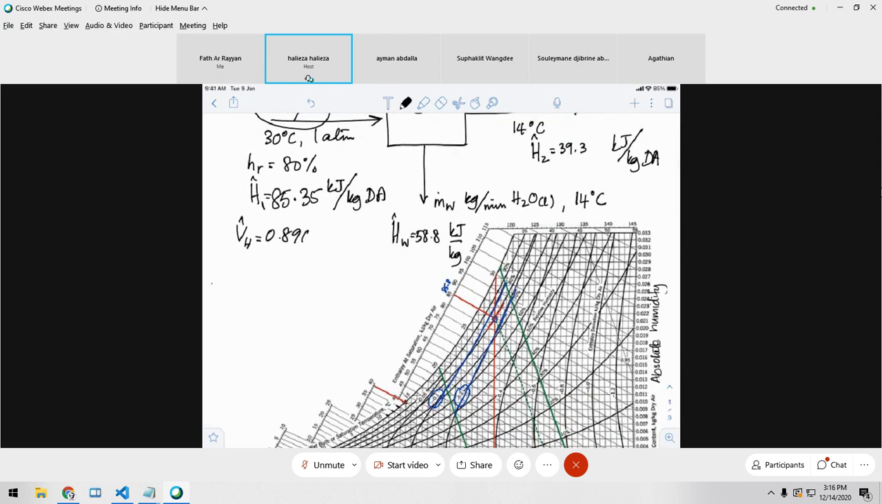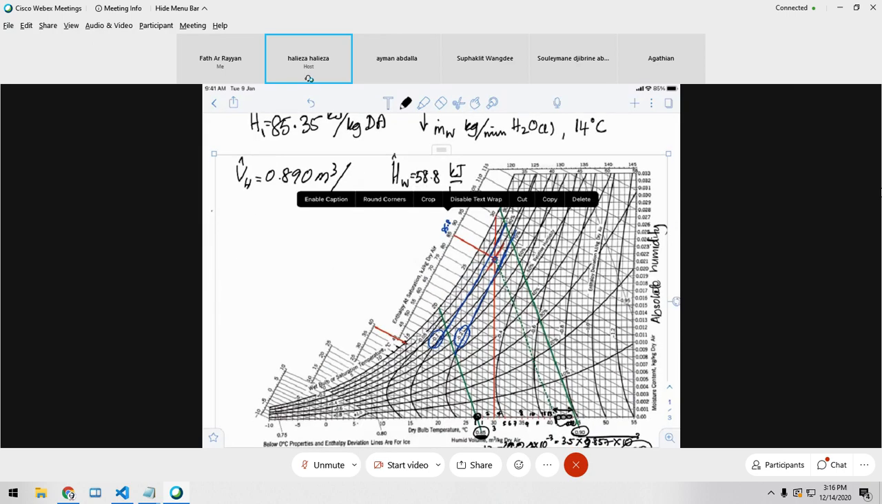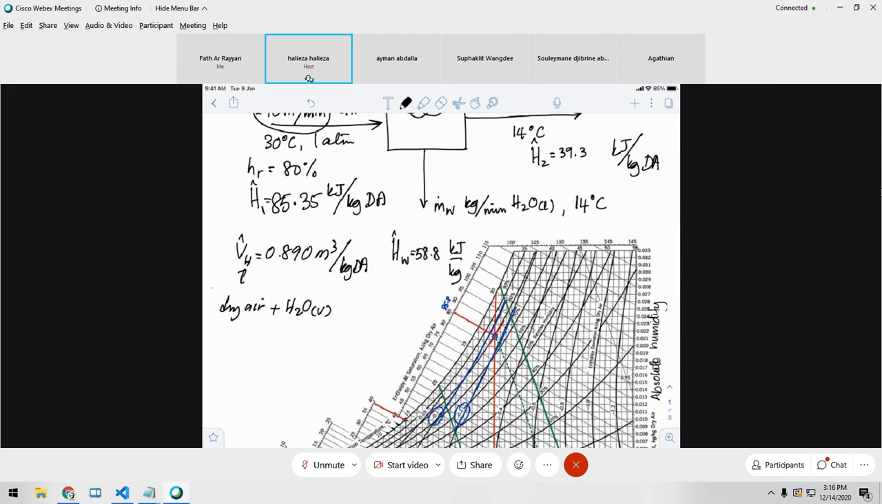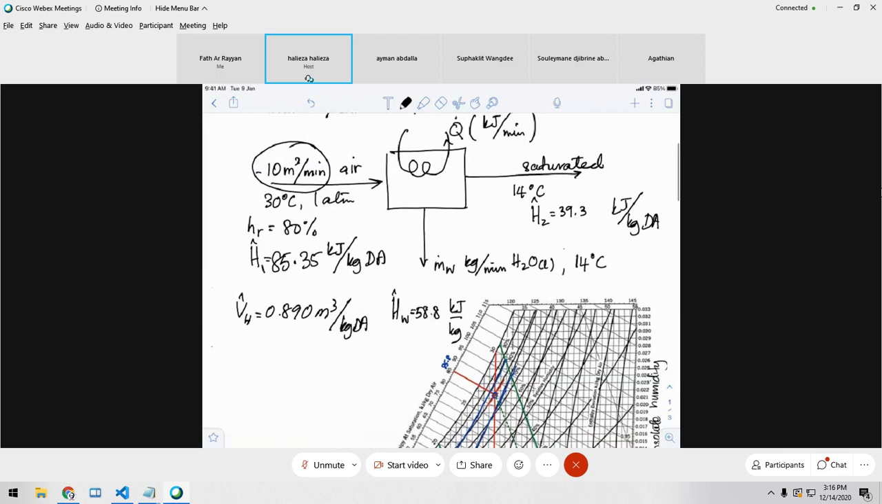0.89. I don't know why I got 0 just now. I mean the interval, but you get the idea how to get the interval. This is per kilogram dry air. Okay? That is the humid volume. What it means is that it is the volume occupied by dry air plus water vapor. That's what it means. Okay, so now from that value, I'm going to erase that. From that value, we're going to get our dry air. So we have 10 cubic meters per minute.